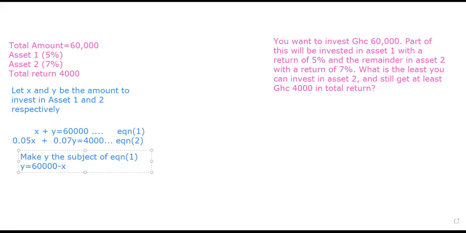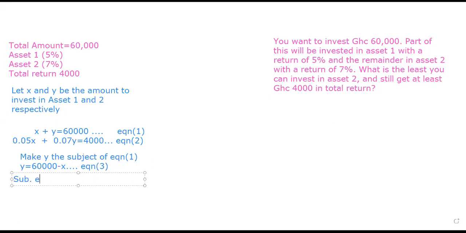Okay, Y is equal to 60,000 minus X. Now we substitute, so that we can make that equation three. So we substitute equation three into equation two.